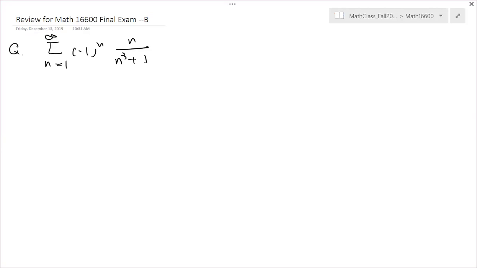This is an alternating series. Automatically, you will think about using the alternating series test to prove it. When I look at this, I think it's convergent. Not only convergent, but absolutely convergent. This is a_n, right? Why? When you ignore the negative sign, you just drop the negative sign.